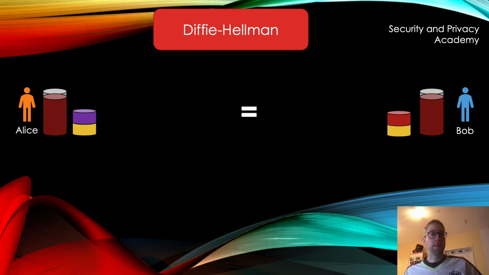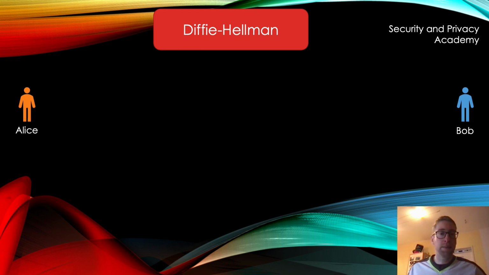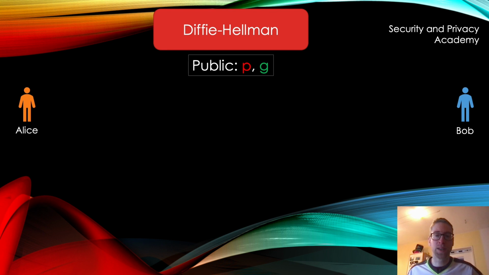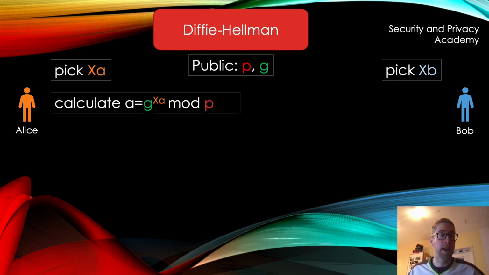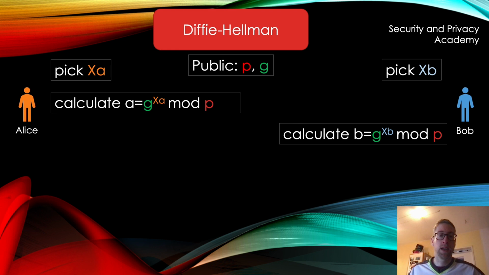Now let's get to the actual mathematics. Trust me, it's really not that complicated. So first we have the public parameters P and G. P is prime, as usual with these protocols. First Alice picks a number XA and Bob picks a number XB. Alice calculates A equals G to the power of XA mod P. And Bob calculates B the same way, with his secret number XB. They send the parameters A and B to each other.